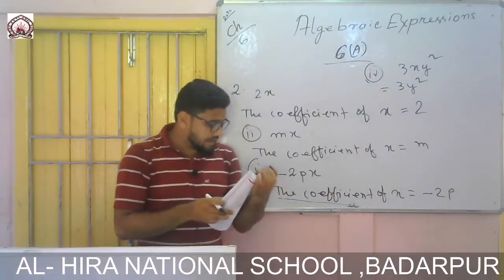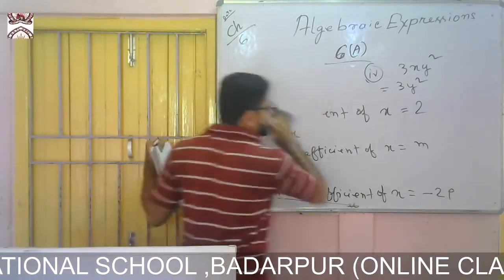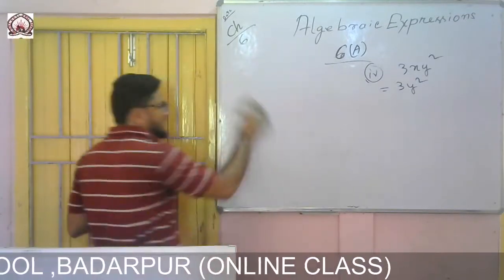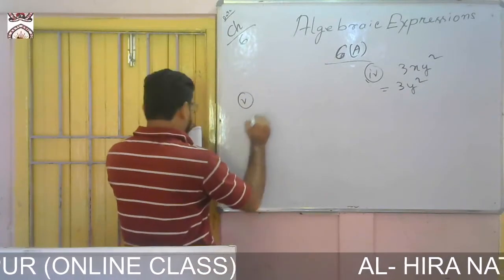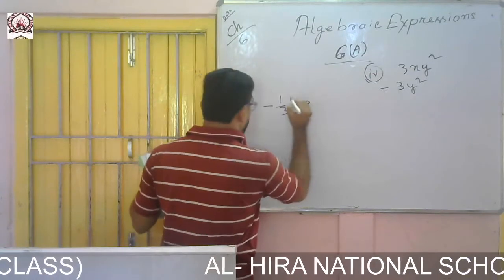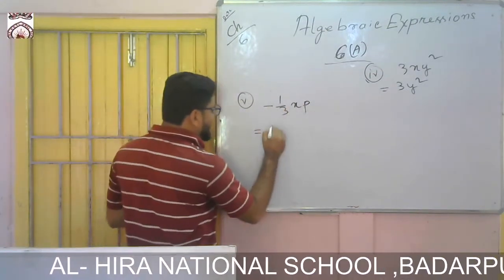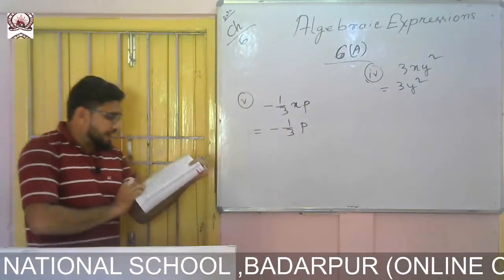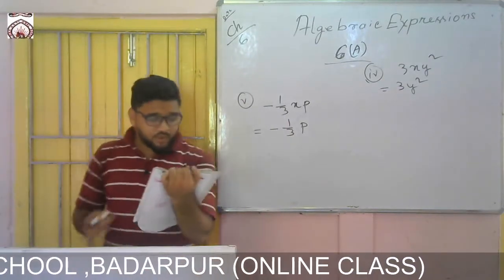Now come to question number 5. What is there? Minus 1 by 3 xp. So if I leave x, then minus 1 by 3p. So the answer will be minus 1 by 3p is the coefficient of x in this term. Okay.